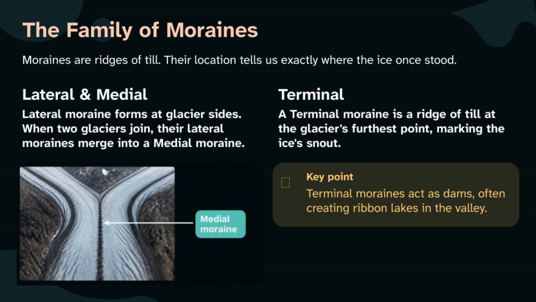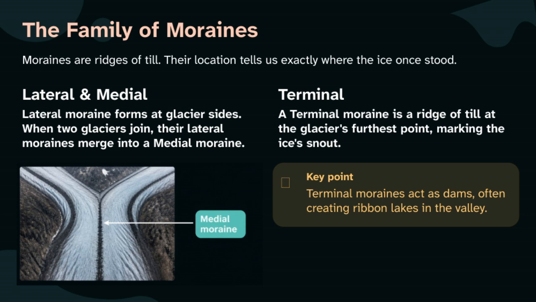This is especially useful evidence. If we find a terminal moraine in a valley today, we can say that the glacier reached at least that point before retreating. Terminal moraines can also act as natural dams. They may block meltwater and help form lakes, including ribbon lakes in glaciated valleys. So moraines are not just piles of rock. They are clues. They tell us where ice moved, where it stopped, and how much material it carried.